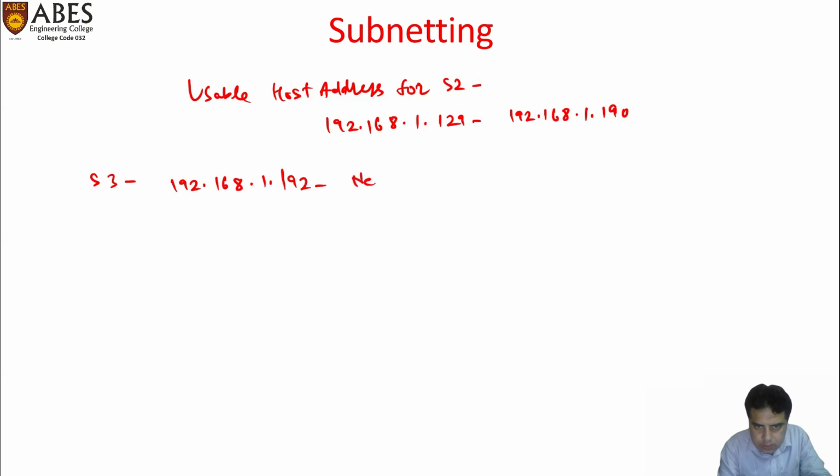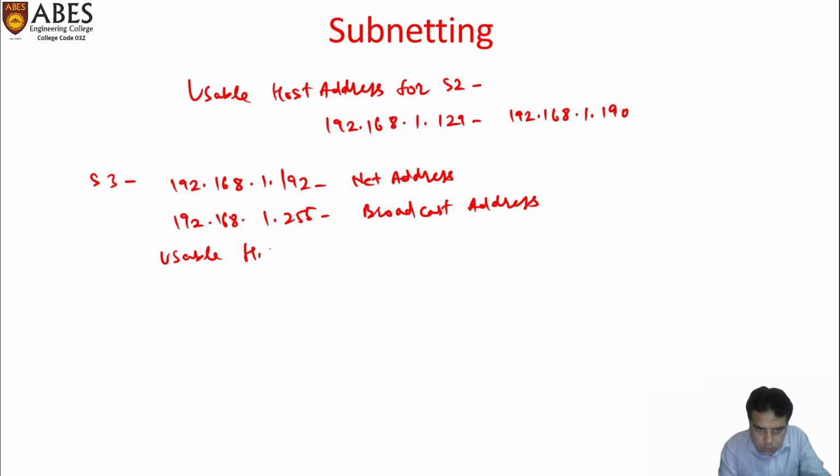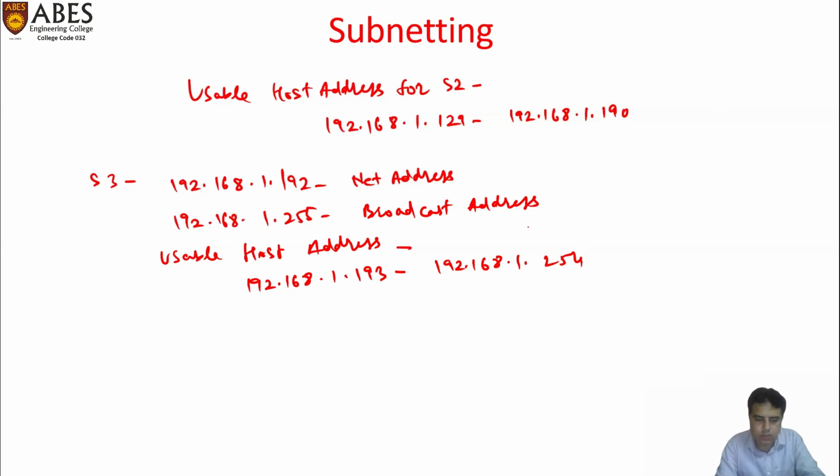For subnet S3, 192.168.1.192 is the network address. The last address, 192.168.1.255, is the broadcast address for subnet S3. The usable host addresses are 192.168.1.193 to 192.168.1.254.